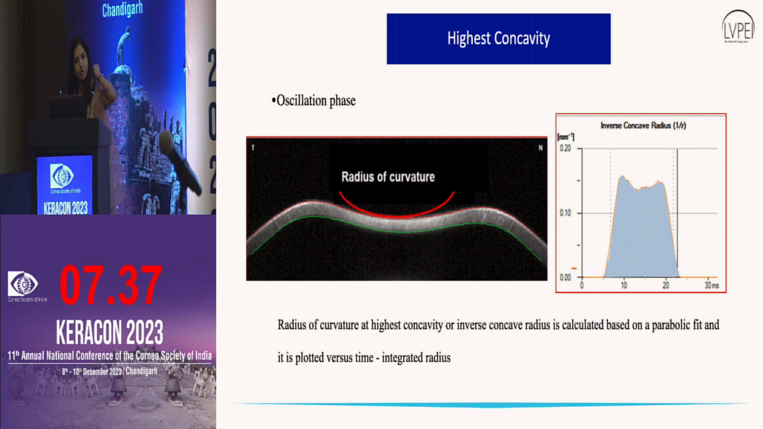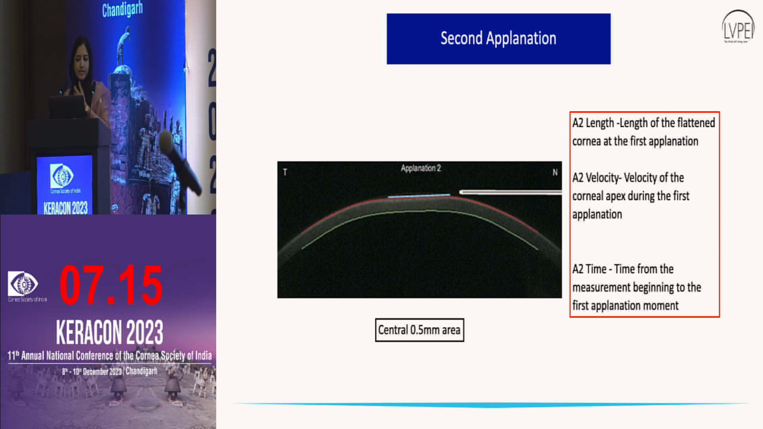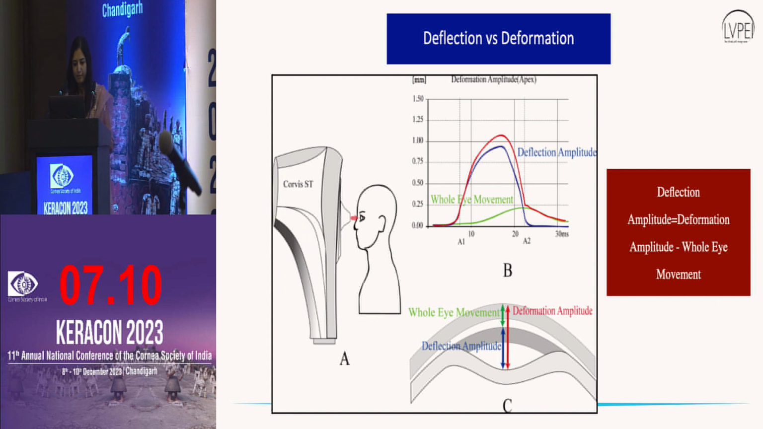Then, like I mentioned, it goes to a highest concavity area where it oscillates for a little while. If you look at the graph on the side, you see that the highest concavity area is measured against the time for which it oscillated in that area, and that is what is called the inverse concave radius, or the integrated radius, sorry. Again, the same measurements are taken at the time of second applanation when the cornea is recoiling back. Now there are again terms called deflection amplitude, whole eye movement, and deformation amplitude.